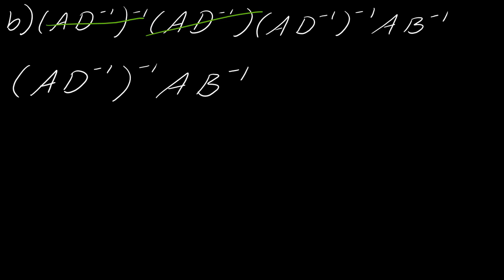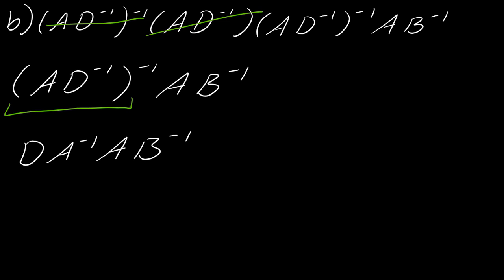If I try to go farther with this, I would like to evaluate this because that's the next thing that can be evaluated. So I'm going to reverse the order and take the inverse. D inverse inverse will just be D, and then this will be A inverse A B inverse. Now I can see these two drop out, so I'm just left with D B inverse. And so yeah, that's the name of that tune.